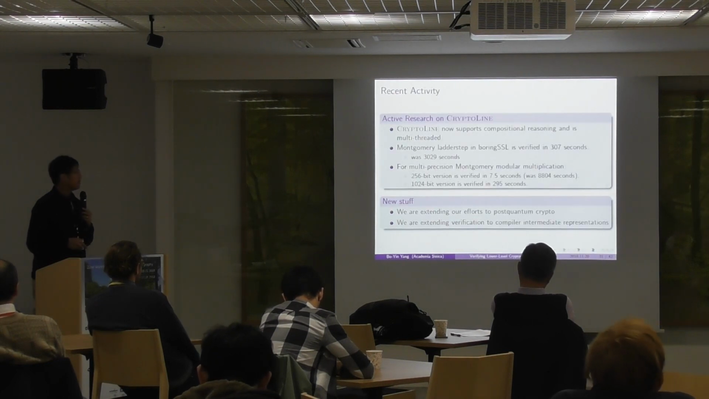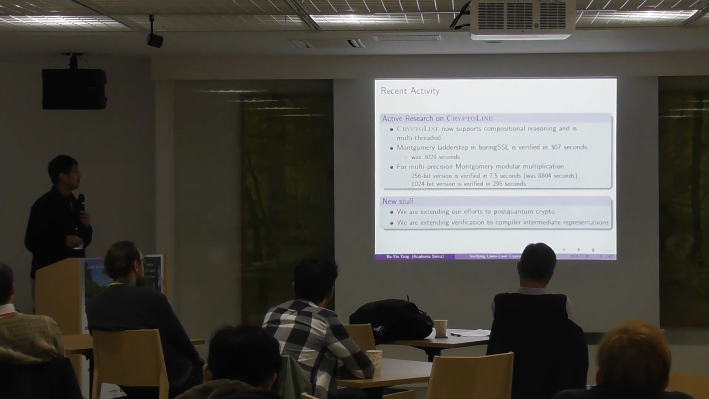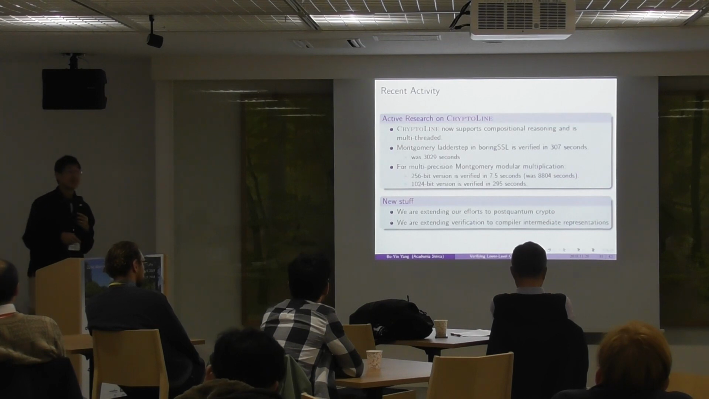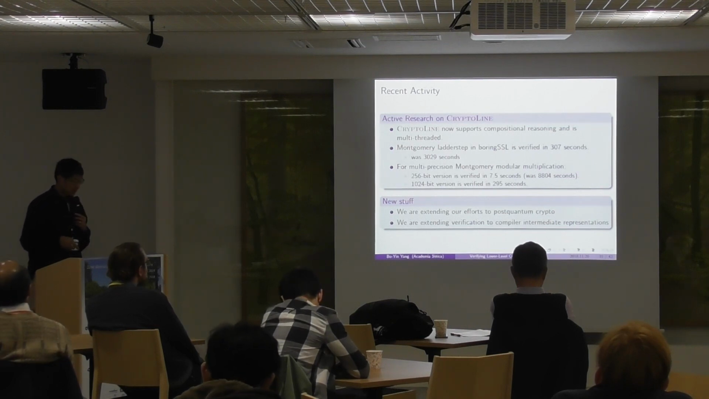So more about recent activities. At the moment, CryptoLine supports computational reasoning and is multi-threaded. So if you have many CPUs, your verification goes with all your CPUs. The Montgomery ladder step in OpenSSL is verified in 5 minutes rather than 15 minutes. So this is a recent development.